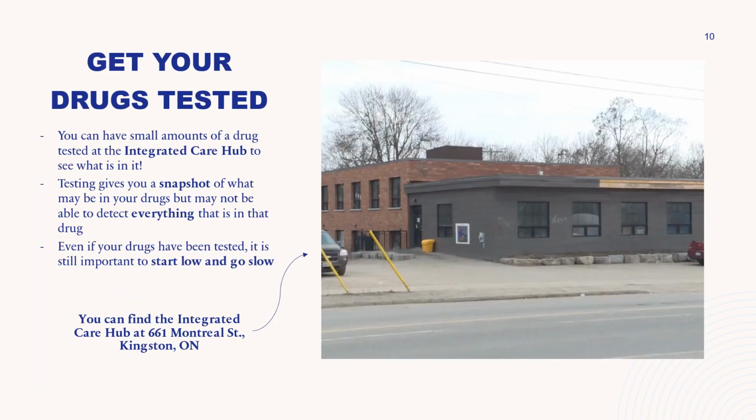Another great resource we have here in Kingston specifically is you do have the ability to get your drugs tested. They can test with strips for xylazine and fentanyl, and this all happens at the Integrated Care Hub. So if you're unfamiliar with it, it's on Montreal Street, 661 Montreal Street in Kingston. And so this drug testing gives you a snapshot of what might be in the drugs that you're using, but it won't necessarily tell you everything. So you could take your drugs in to get tested, and they test negative for fentanyl because the piece that you're testing doesn't have fentanyl in it, but another piece of that drug could.